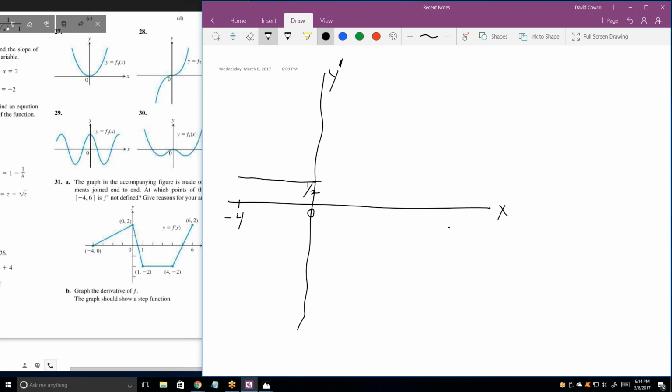What's the slope from 0 to 1? That would be -2 and 1.